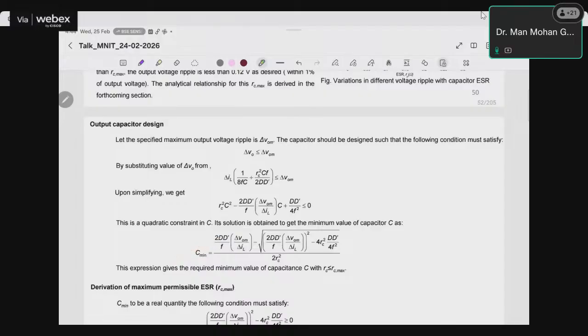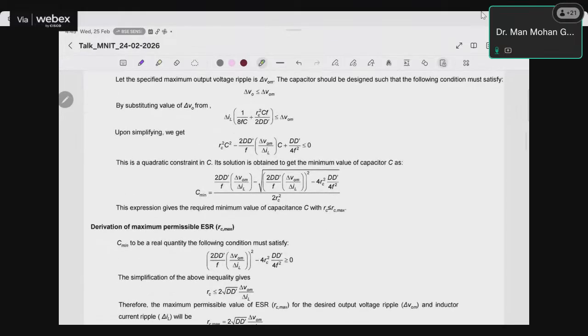Now this C minimum is dependent upon RC, or it is a function of RC, right? So this expression gives the required minimum value of capacitance C with RC less than RC max, right? Now, how to find the RC max value? For this capacitance value to be realized, what should be the condition? That this value should be realizable. So this is real, but the value within this square bracket should be positive, right? If this value is not positive, then the square root of a negative value becomes imaginary and the capacitance value we cannot find, right? So for C minimum to be a real quantity, the following condition must be satisfied. This term should be greater than 0.